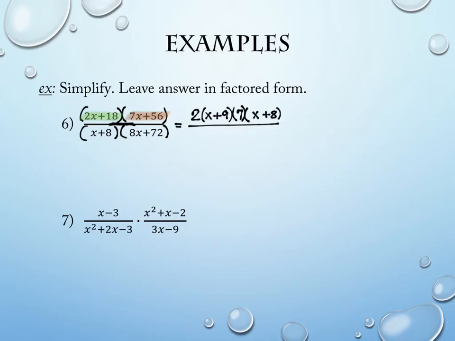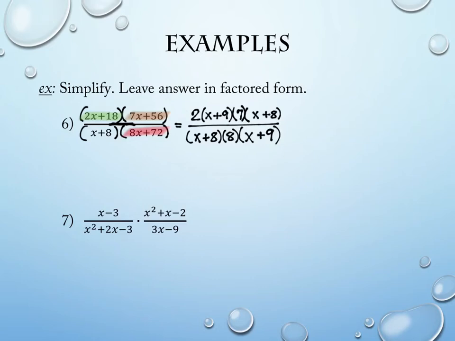Okay, same thing on the bottom now. The x plus 8 I can't do anything with. It's already as broken down as it gets. What will I do for the 8x plus 72? Yeah, I can pull out an 8. 8x divided by 8 is x. What is 72 divided by 8? 9. Okay, that is completely factored now.